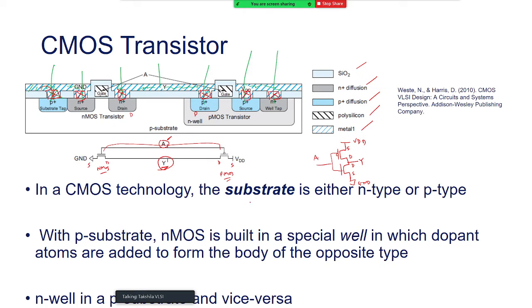So to summarize, in CMOS technology, we just understood and revised the cross section. The substrate could be N-type or P-type, depends on that. Then with the P substrate, NMOS is built in a special well, in which the dopant atoms are added to form the body of the opposite type. And same here.